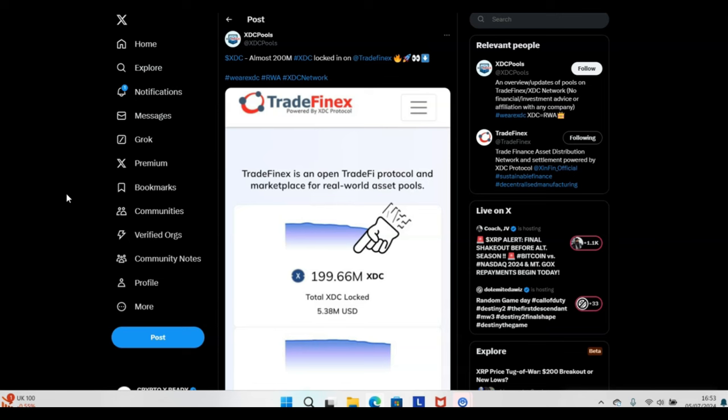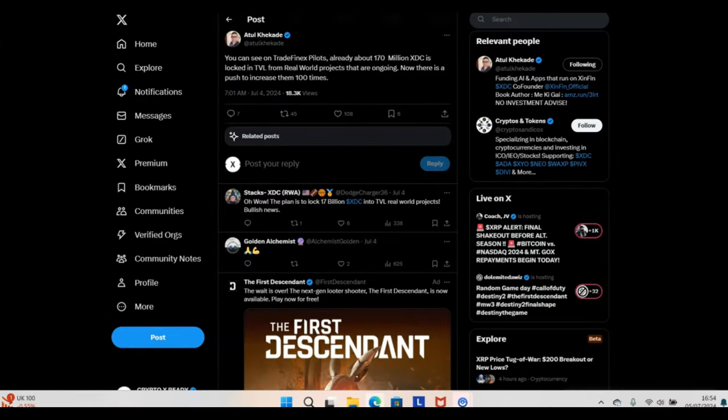I honestly think the sky is no longer the limit because I think this year is already turning out to be very explosive. Looking at a tweet from Atoll, you can see on TradeFinex pilots, already about 170 million XDC is locked in TVL from real world projects that are ongoing. Now there is a push to increase them 100 times. Wow. Like I just said, this market opportunity is too big.